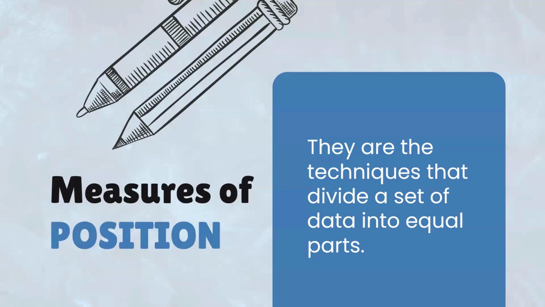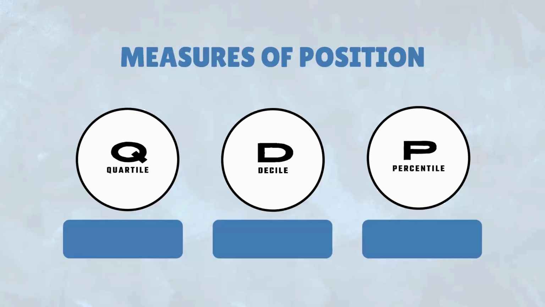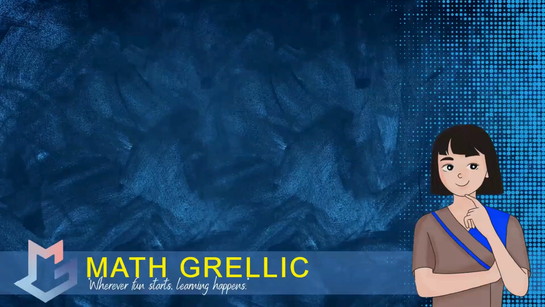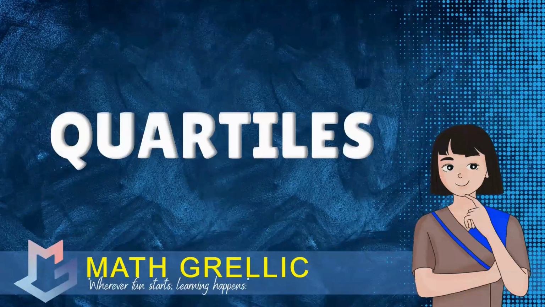To begin, let's have the definition of the measures of position. When we talk about the measures of position, they are the techniques that divide a set of data into equal parts. So we have the three most common measures of position. We have quartiles, deciles, and percentiles. So let's start with quartiles.